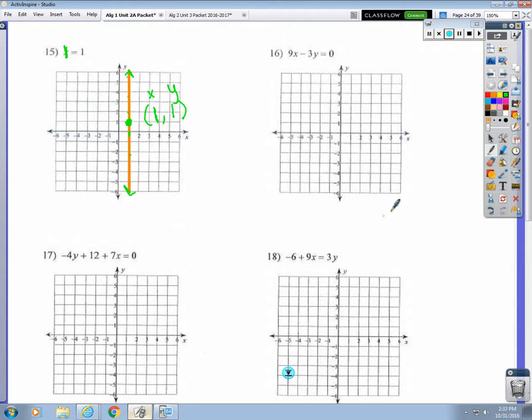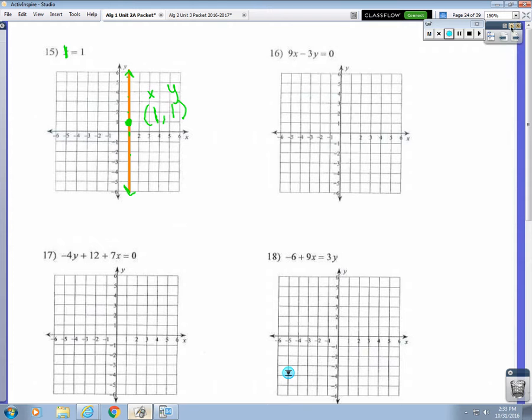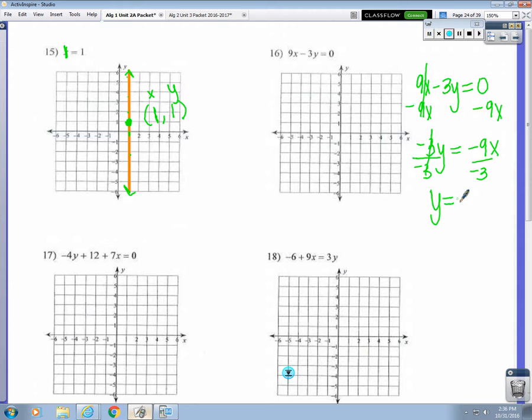Okay, number 16. This is pretty much the same as what we were doing, so try that one. Okay, here we go. 9x minus 3y equals 0. What did y'all do first? First, I subtracted 9x from both sides. So now we have negative 3y equals what? Negative 9x plus 0. But is there any need to write the plus 0? No. So now what do we do? Divide by negative 3. So y equals what? 3x.